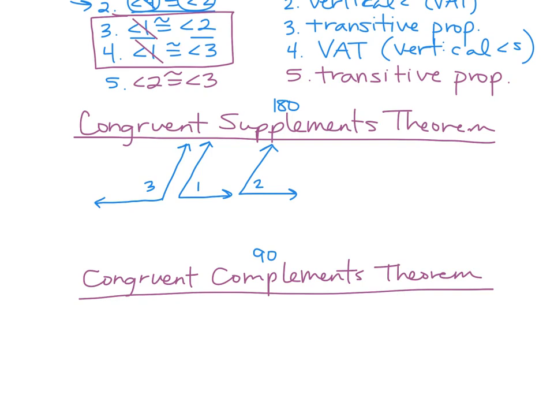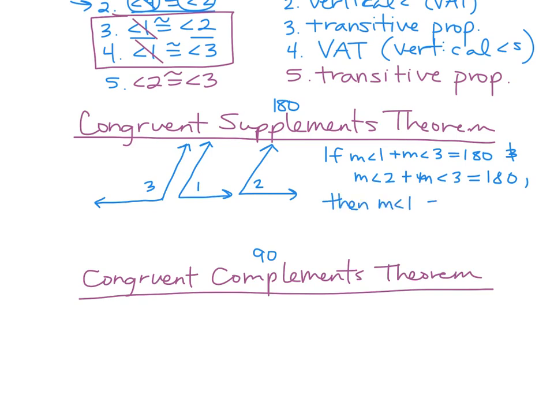Okay, in other words, what they're saying is if the measure of angle 1 plus the measure of angle 3 equals 180, and the measure of angle 2 plus the measure of angle 3 equals 180. Okay, so if 1 plus 3 equals 180 and 2 plus 3 equals 180, then the measure of angle 1 is congruent to the measure of angle 2. Okay, think about what that's saying.